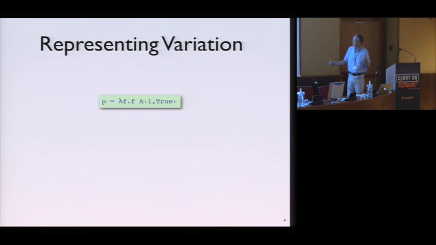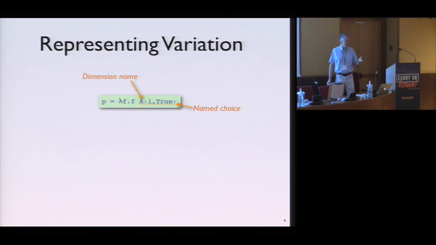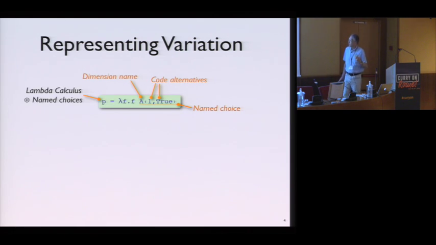Here's a program that has one parameter and a function f, and f is applied to one of two values, either 1 or true. This choice, this variation point, is expressed by a named choice. The name is also called a dimension, for reasons that will become clear soon. And it has two code alternatives. So what can we do with this? Well, first of all, you can think of this program as being written in lambda calculus, extended by named choices and operations to manipulate named choices.